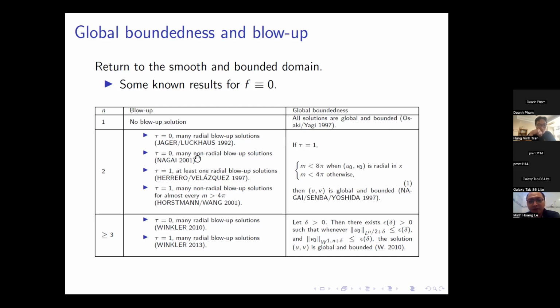And for the blow-up, finite time blow-up, we have some well-known papers here. For example, Jager and Luckhaus in 1992 proved that there are many radial blow-up solutions when tau equals 0.